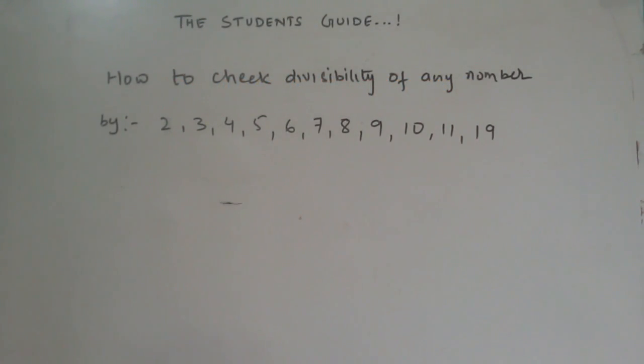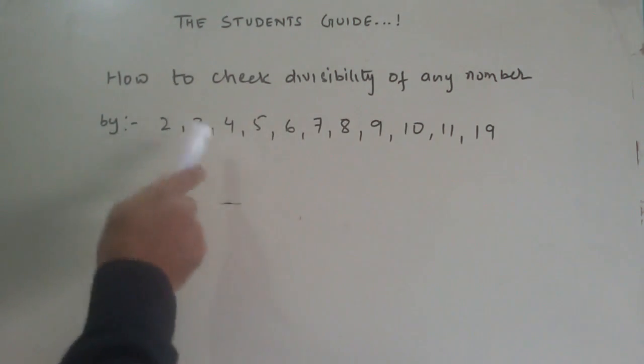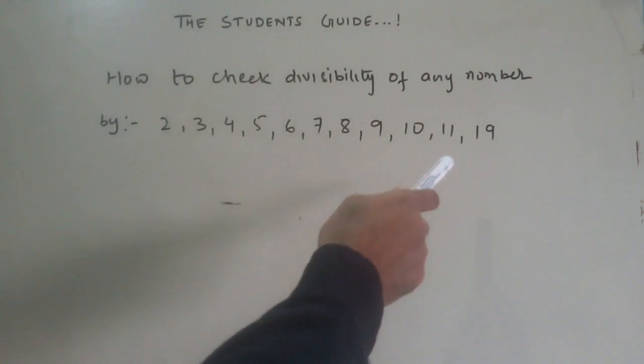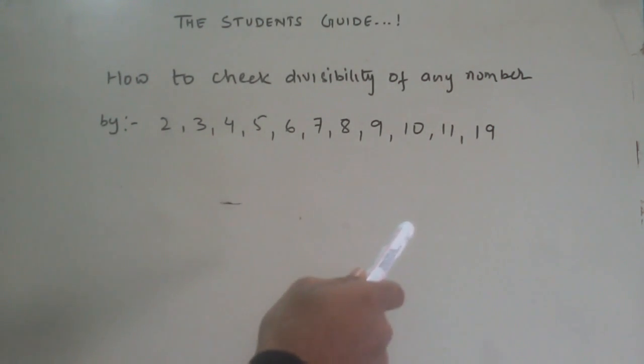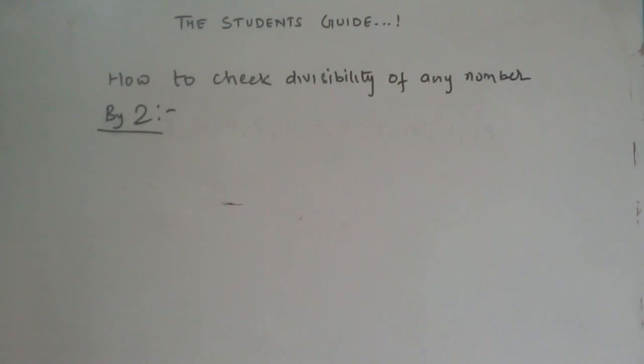Friends, in today's video we will see how to check the divisibility of any number by 2, 3, 4, 5, 6, 7, 8, 9, 10, 11 and 19. We will also see how to divide a number by 12 and 15. Okay, so let's start.